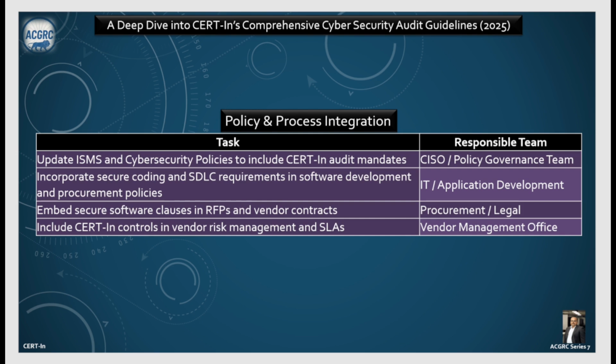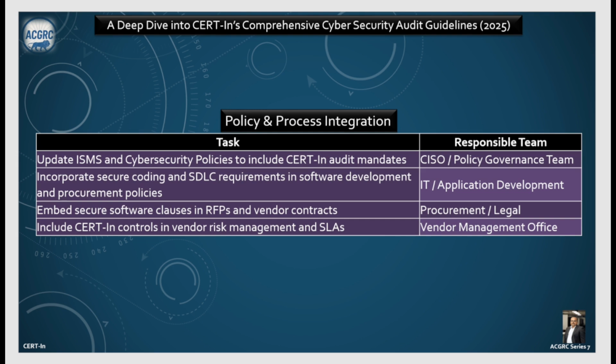Second part of the step is from a policy and process integration perspective. You need to update your ISMS and cybersecurity policy to include your certain audit mandates. For this, you need to pull in the CISO and your policy governance team. You need to incorporate secure coding and SDLC requirements in software development and procurement policies. This is a place where you get in your IT team and your application development team involved.